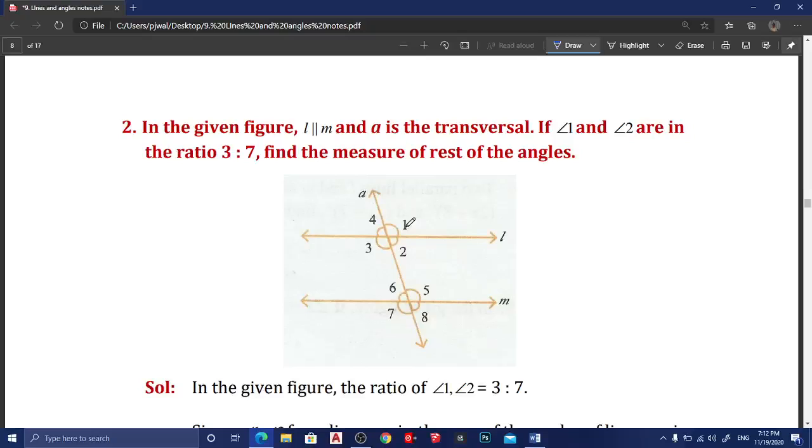So angle 1 and angle 2 are linear pairs. Since angle 1 and angle 2 are linear pairs, the sum of these two angles is 180 degrees. So angle 1 plus angle 2 is equal to 180 degrees. Okay, and also given that the ratio between these two angles is 3:7. So now these are not the actual values here. By dividing a common factor, this ratio will form.